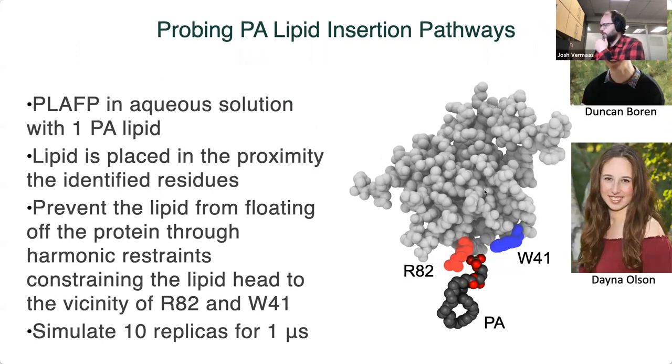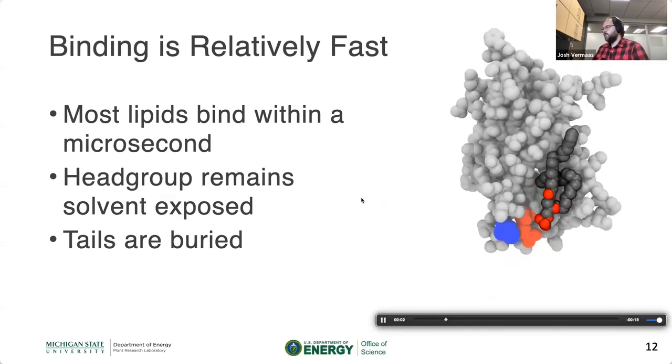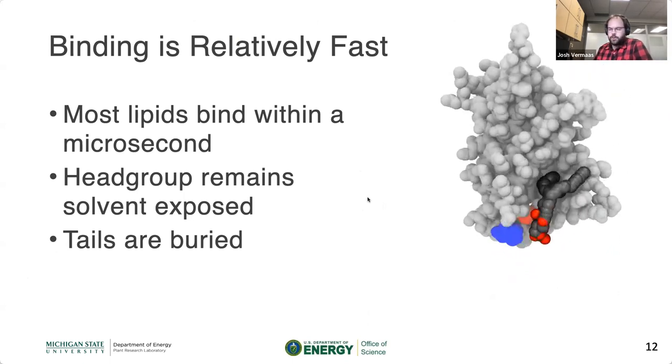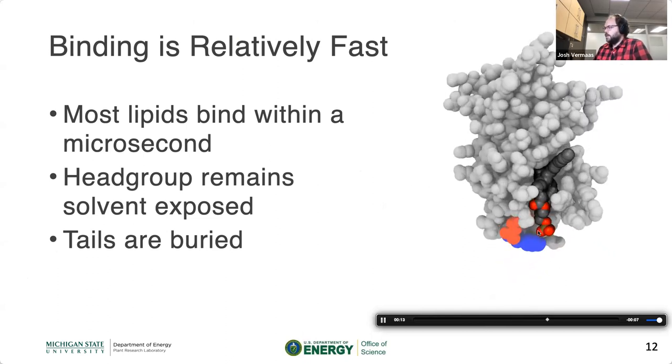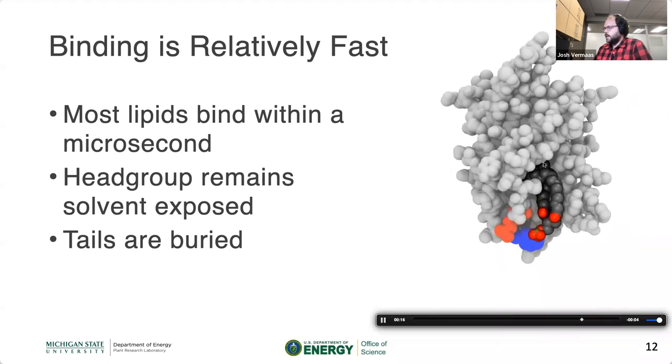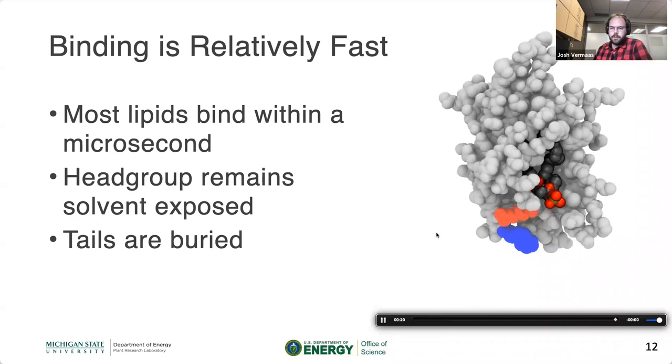And I had a rotation student who's now in my group, as well as an undergraduate, go test this by simulating this setup that I had shown previously, where here's our arginine 82, here's our tryptophan 41, and we're going to just restrain this phosphatidic acid, which is the drought signaling molecule, so that it can't leave the surface near here. What is actually going to happen? And what we see, even though we ran 10 replicates of this, I'm only going to show you one of them, is that within a microsecond or so, this lipid has flipped itself up and is now intercalating its tails into the middle of the protein.